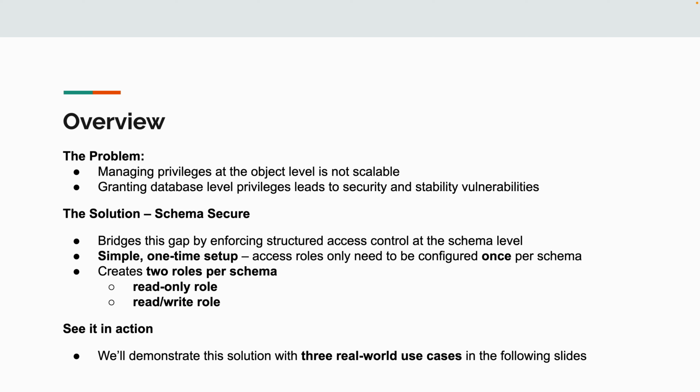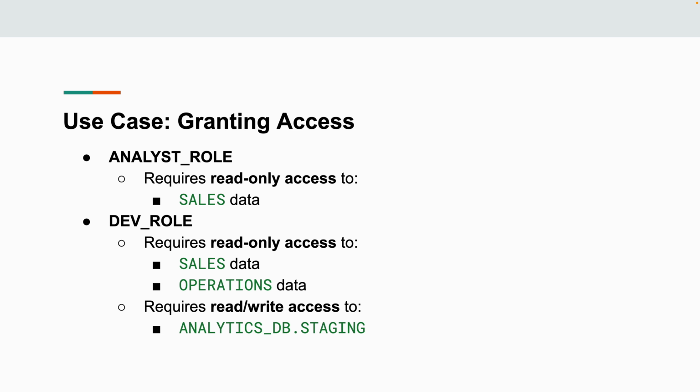The solution? SchemaSecure. We enforce structured access control at the schema level with a simple, one-time setup. Each schema gets two roles: read-only for controlled data access, read-write for users who need to modify data. Let's see it in action with these three real-world use cases. Let's dive in. Thanks, Richard.